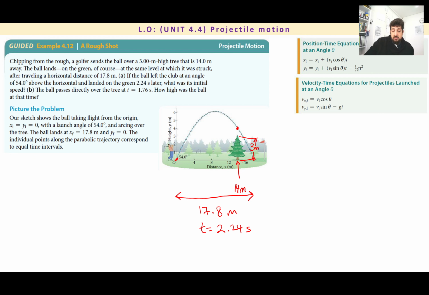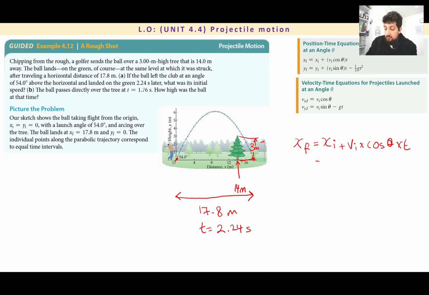Let's see, if the ball leaves the club at 54 degrees above the horizontal, what was the initial speed? Okay, so we have the formula. We know that x final, here we go, we're going to use this formula here. The final position equals the initial position plus the initial velocity multiplied by cos theta, multiplied by time. And of course, when we're talking about initial velocity, we're not talking about Vix, because this whole thing is Vix. We are talking about Vi, which is the hypotenuse.